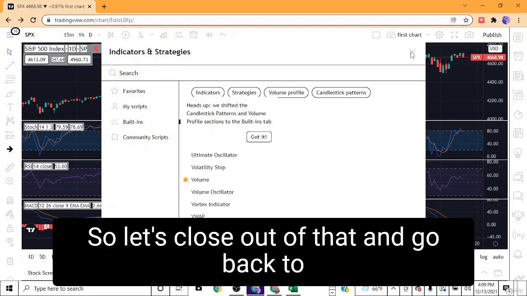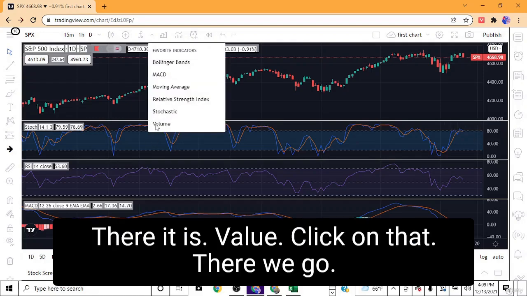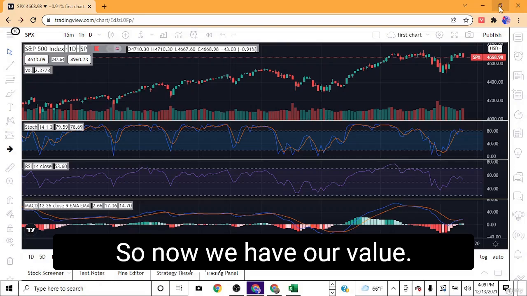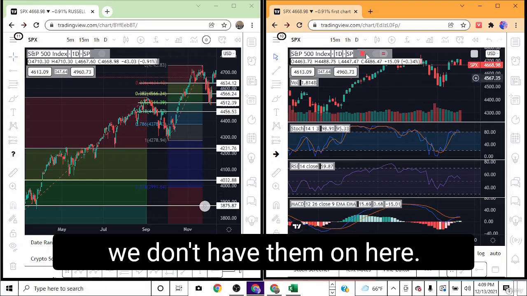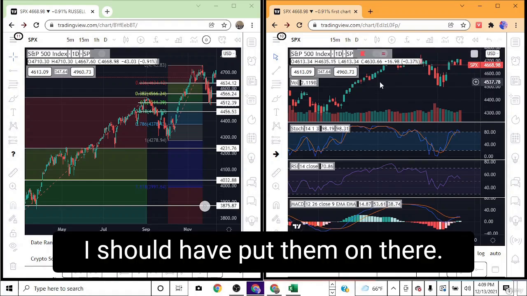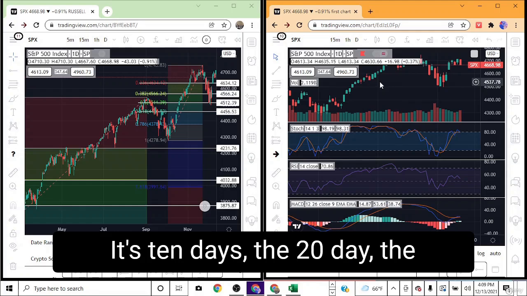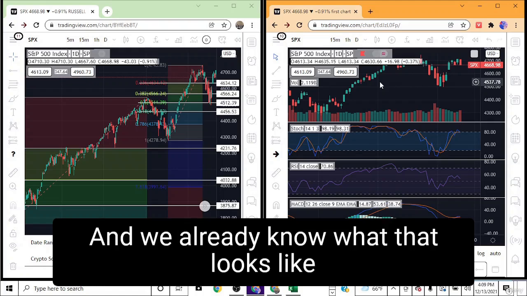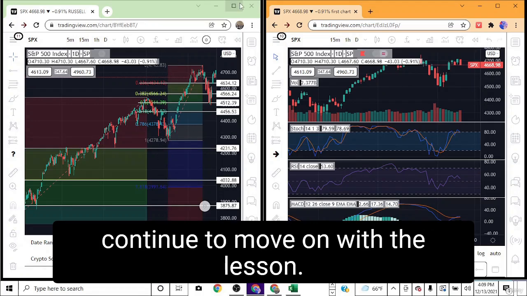So let's close out of that and go back to our favorites and see if it's there. There we go, favorite. There it is, volume. Click on that. Now we have our volume. We have our moving averages, and apparently we don't have them on here. I should have put them on there, I do apologize, but you all know, go back to lesson 3. It's the 10-day, the 20-day, the 50, the 65, and the 200. We already know what that looks like from the previous chapter. I'm going to continue to move on with the lesson.